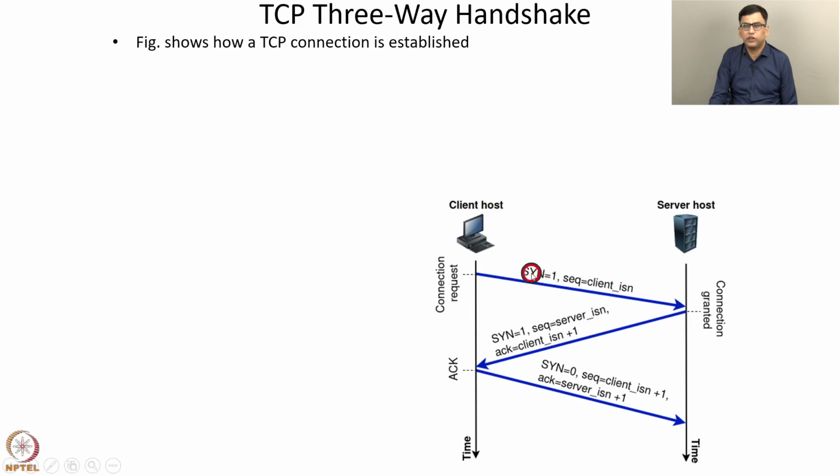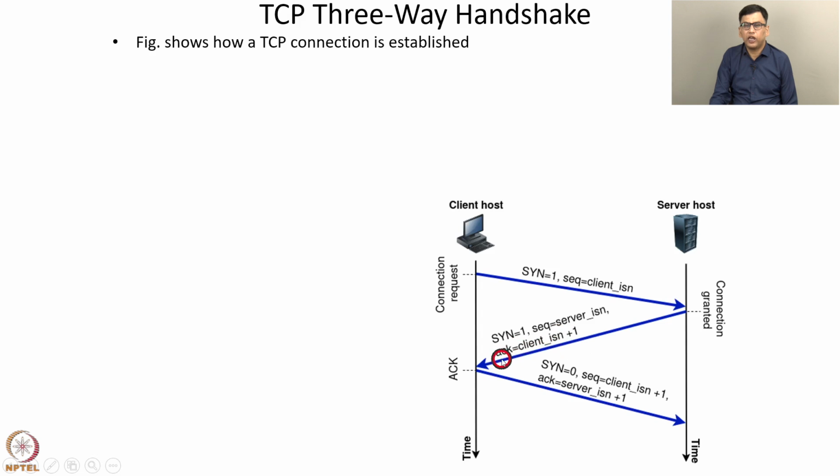This message has the client's initial sequence number, and when this message reaches the server host, it allocates resources such as buffers and initializes variables for this TCP connection, and then it sends a response packet to this client host. The SYN flag is again 1, and this packet contains the initial sequence number of the server, that is server ISN. And the acknowledgement field in this packet acknowledges this packet. So, the acknowledgement number is client ISN plus 1.